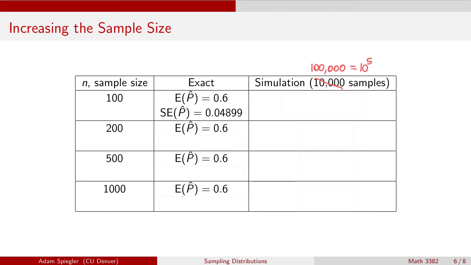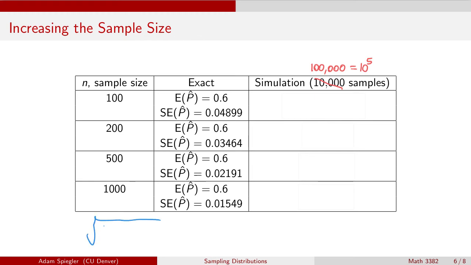then what we can see is the expected value is going to be the same we talked about no matter how big n is. But as we increase the size of n, we get that the standard error is going down and down and down. And we're calculating these, again, using the formula p times 1 minus p over n. So the p is the same in all of these calculations, but as n gets bigger, we can see the standard error is getting smaller.